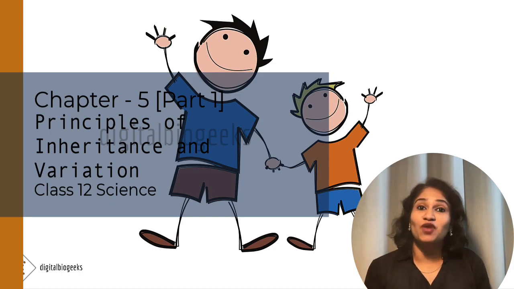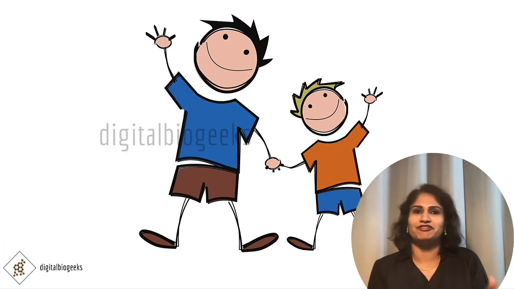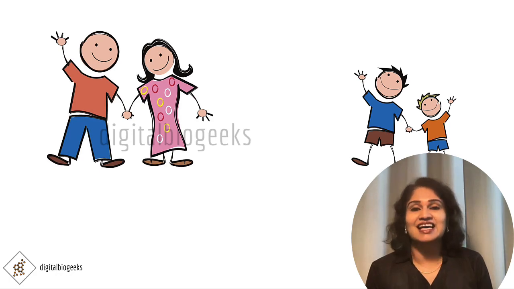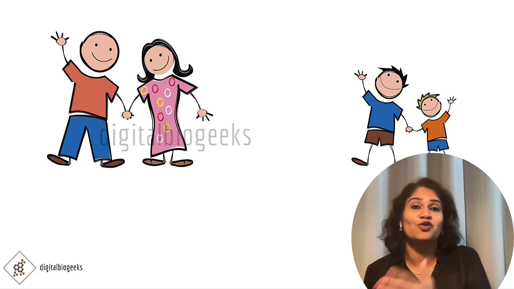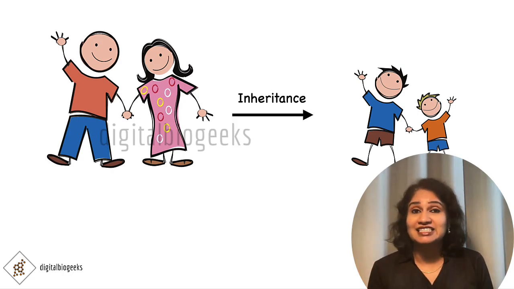Most of you might have siblings. Have you ever wondered why the other person looks similar to you or why different from you? You might be aware that the characteristics are passed down from parents to offspring. This is called inheritance. Inheritance is the basis of heredity.